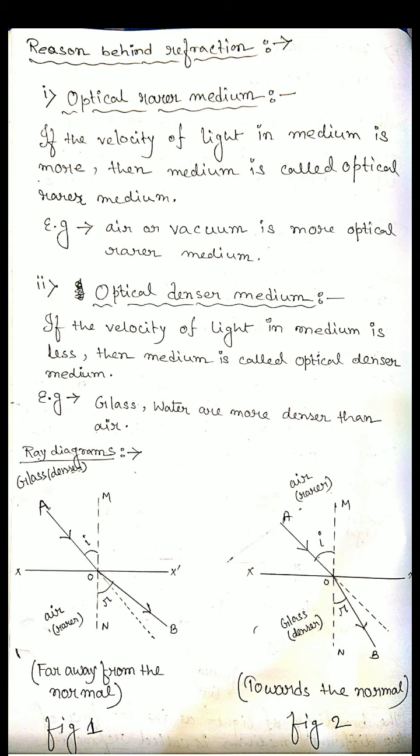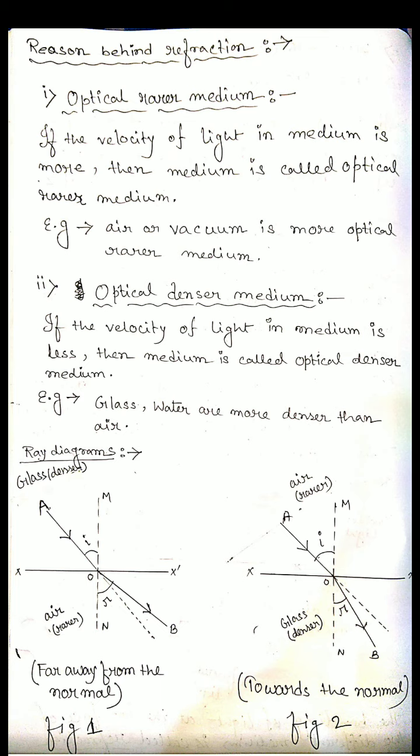So what happened in these two figures? Because we know that in a denser medium the velocity of the light is very less, so it will travel very slowly. Now after incident on the interface, when it enters into the rarer medium, what happens? Its velocity increases, so it will easily now pass through the rarer medium.